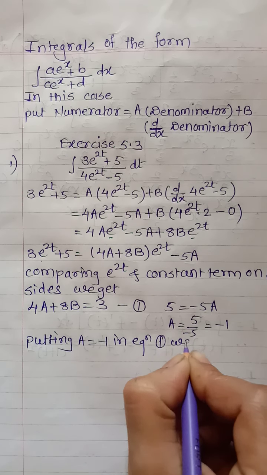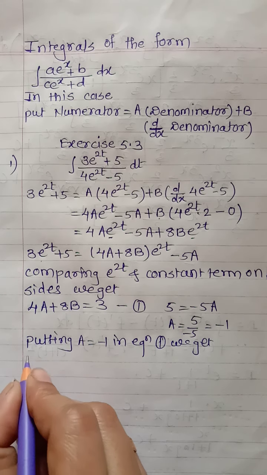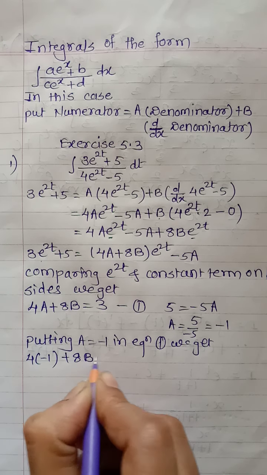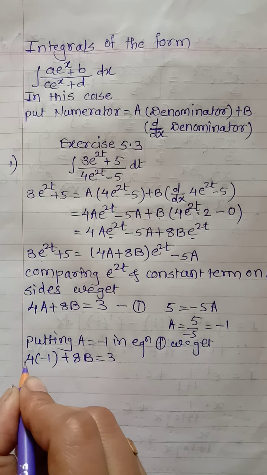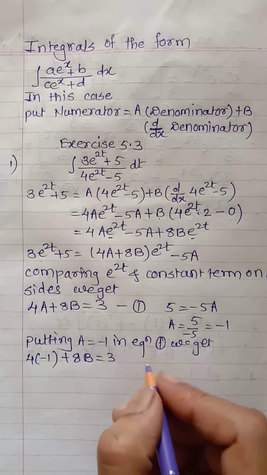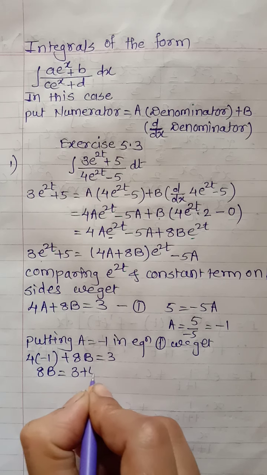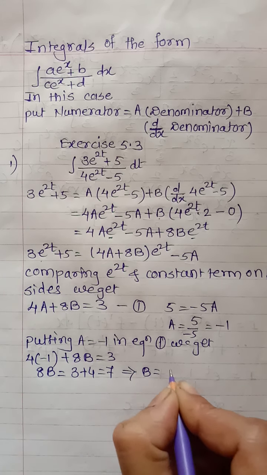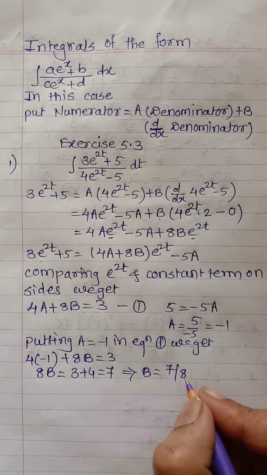We get 4 into a, which is -1, plus 8b is equal to 3. Now this becomes -4. When this -4 goes to this side, then it is subtracted. So 8b is equal to 3 + 4, which is 7. So we write b is equal to what? 7 upon 8. Am I right? b is equal to 7 upon 8.